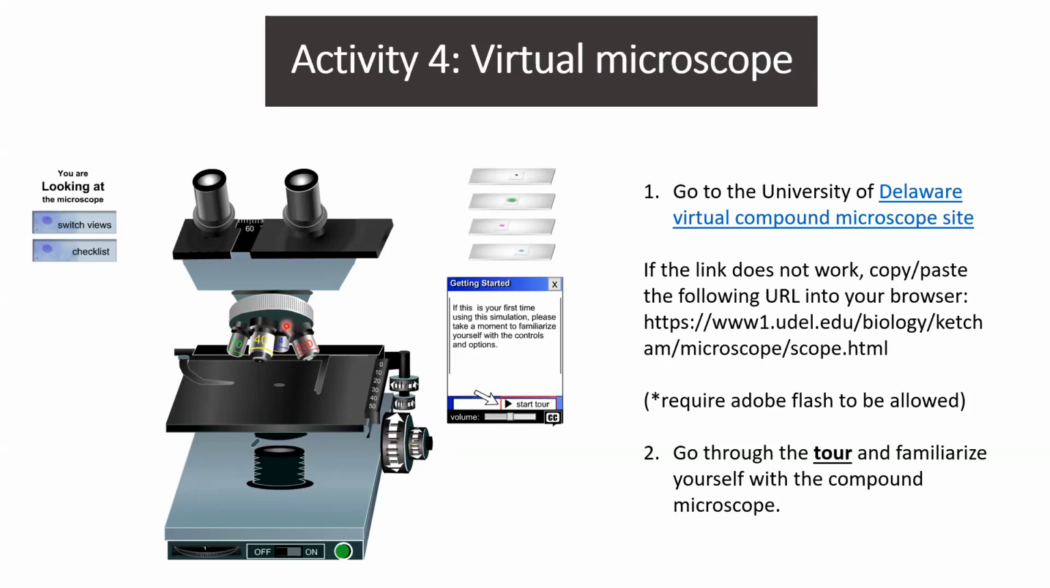So once again, you always start with your 4x. You start with the stage all the way up. You bring your stage down slowly until you find your image using the coarse adjustment knob. And then you move to your fine adjustment knob and fine focus it. You move from 4x to 10x. You only use your fine adjustment knob here to focus. To 40x, only use your fine adjustment knob here to focus.